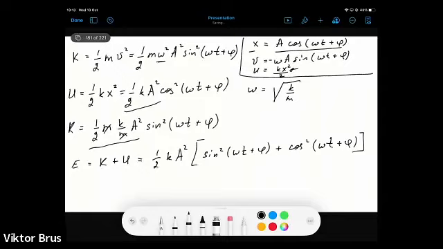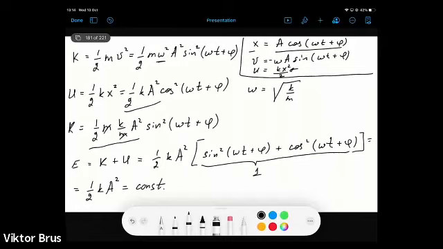So I'm sure that you have seen many times the expression in the parentheses. This one, do you know what it's equal to? It's equal to 1. Yes, exactly. It's equal to unity. And that means that we get rid of time dependence. There's no time dependence anymore. Total mechanical energy will be equal to 1/2 k times a square, and that is a constant.